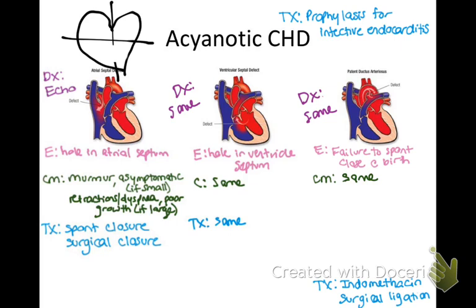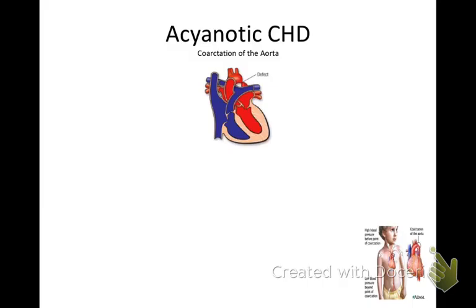All right. So those are your, I group them together because those are your acyanotic heart defects that increase pulmonary flow. Your other acyanotic heart defect that we're going to talk about is coarctation of the aorta. And this does not increase pulmonary flow. It's an obstruction of blood flow.